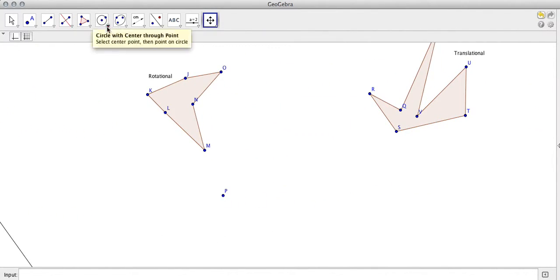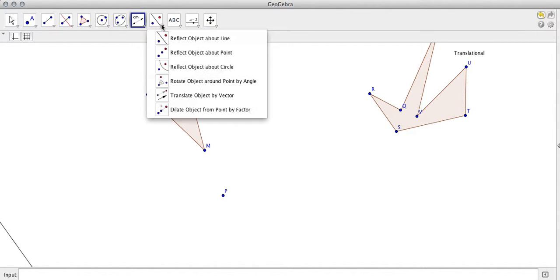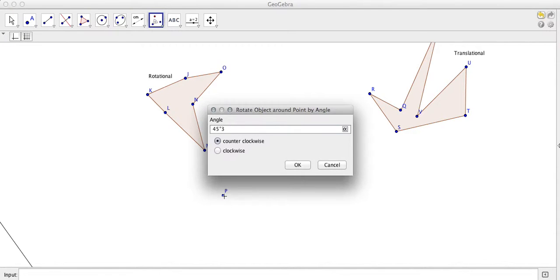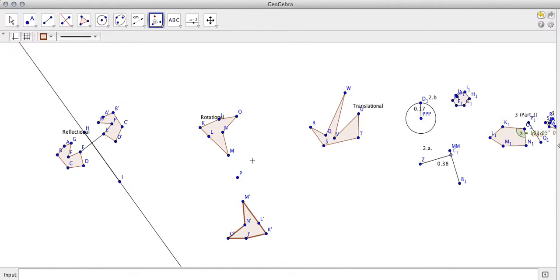Okay, and rotational symmetry is when you rotate a shape around a given point a certain number of degrees, creating a congruent image that is rotated around the point that number of degrees. Like so.